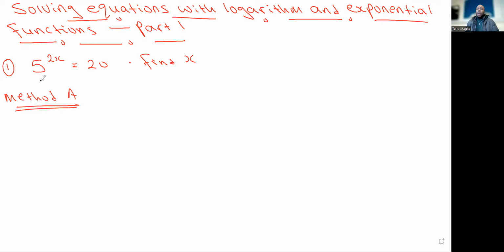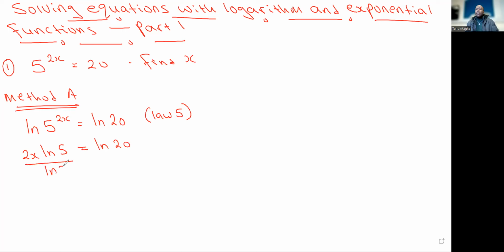So I'm going to take the ln of both sides. We're going to have ln 5 to the power 2x is equal to ln 20. Then you bring down, so I'm using law 5 here, I'll bring down 2x. So you're going to have 2x ln 5 is equal to ln 20. Then I'll divide both sides by ln 5.